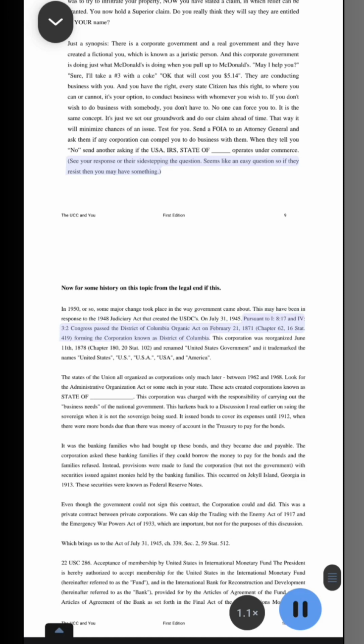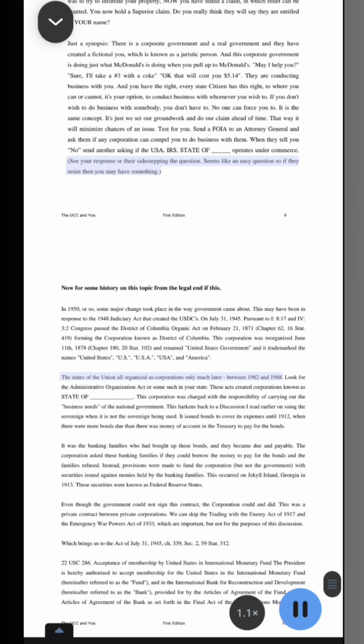On July 31, 1945, pursuant to I-817 and IV-3, 2, Congress passed the District of Columbia Organic Act on February 21, 1871, Chapter 62, 16 Stat. 419, forming the corporation known as District of Columbia. This corporation was reorganized June 11, 1878, Chapter 180, 20 Stat. 102, and renamed United States Government, and it trademarked the names United States, US, USA, and America.